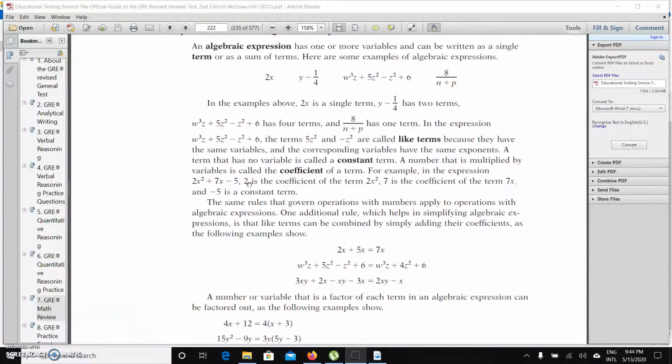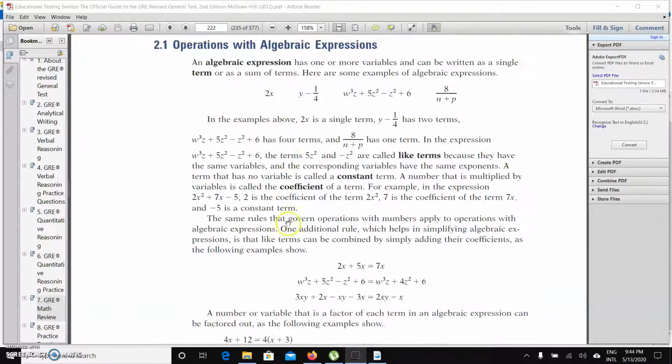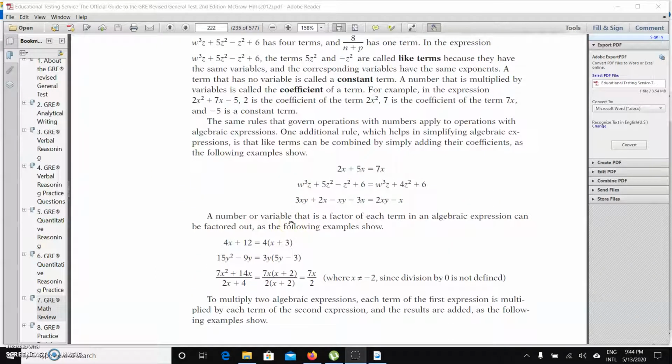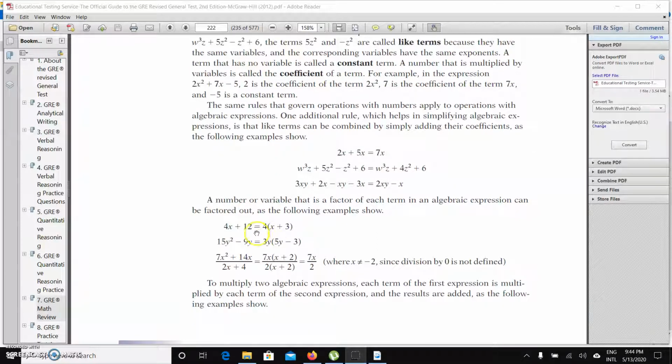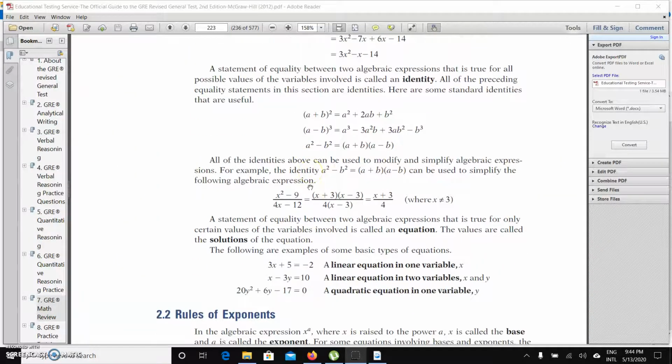So this first part is actually to introduce you to the algebraic expression. It tells you the methods of expression: one variable linear equation, two variable linear equation, quadratic equation. So that's the purpose of this first part.